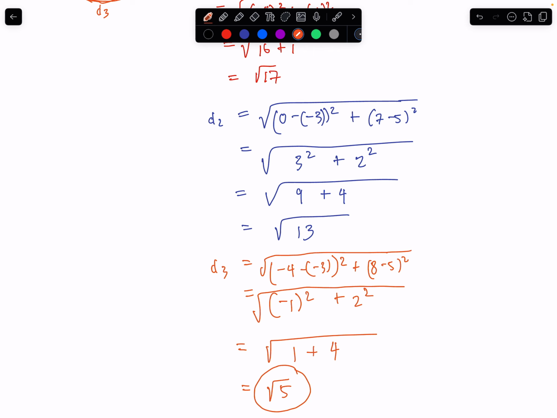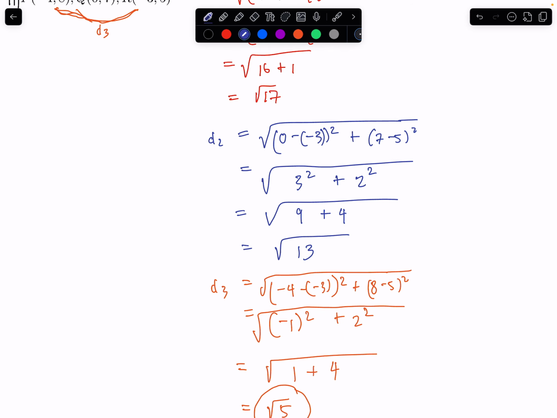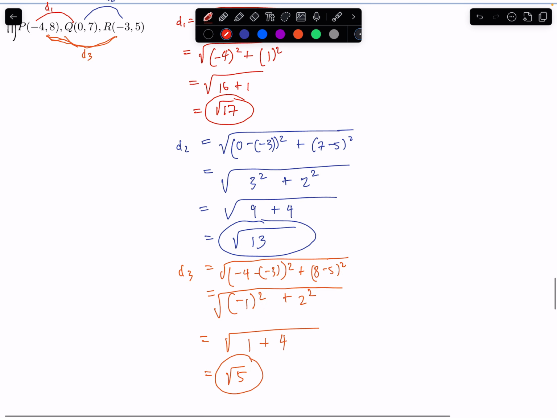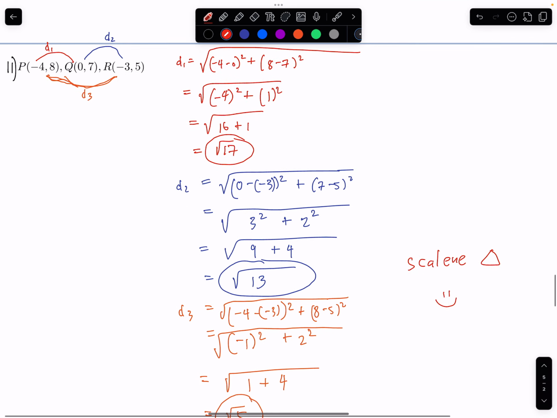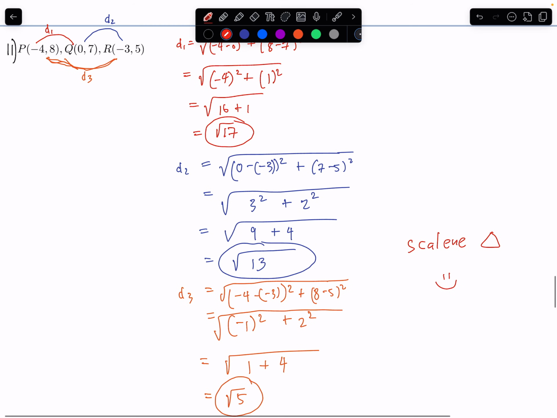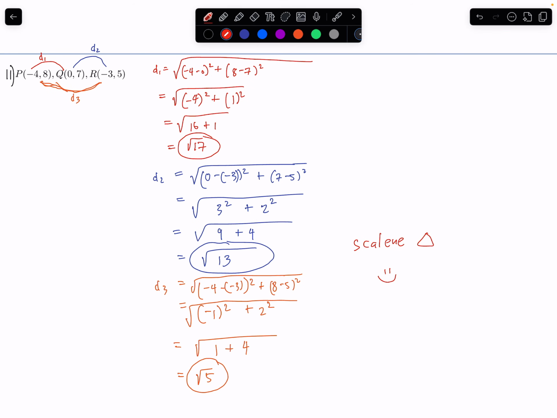Okay, so I've got square root of 5, I've got square root of 13, and square root of 17 as my 3 distances. They're all different, which makes this a scalene triangle, where all sides are different lengths. And with that, guys, we are finished with section 1.1. You'll notice we spent the vast majority of our time finding the distance between 2 points and applying that idea.